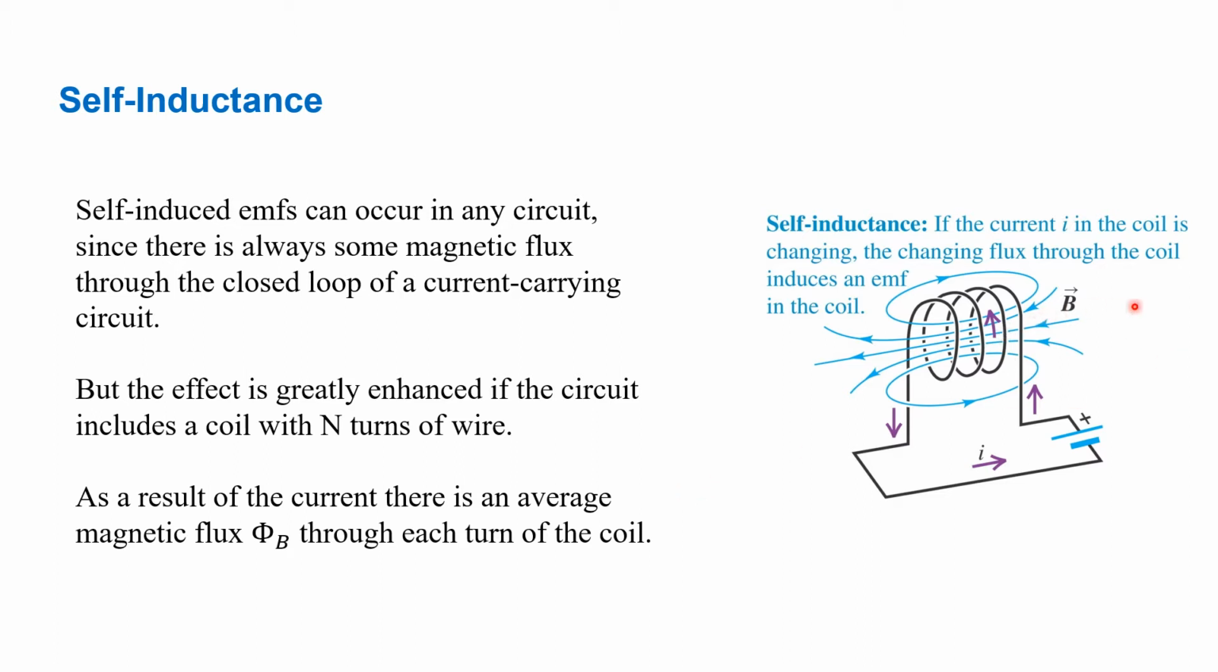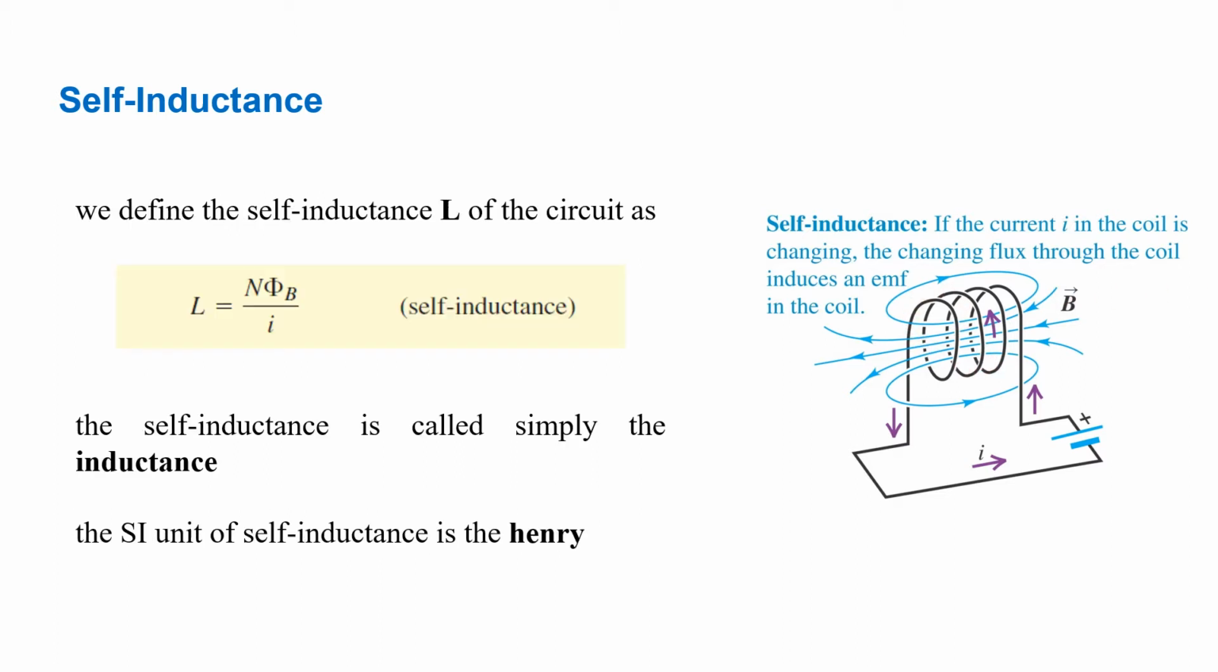Now, if the current I in the coil is changing, the changing flux through the coil induces this EMF, which we have talked about earlier. We define the self-inductance, represented by the letter L, of the circuit as shown. So your self-inductance L is equal to N, the number of turns, times the magnetic flux Φ_B divided by the current I. This is how you get the self-inductance L of your circuit.